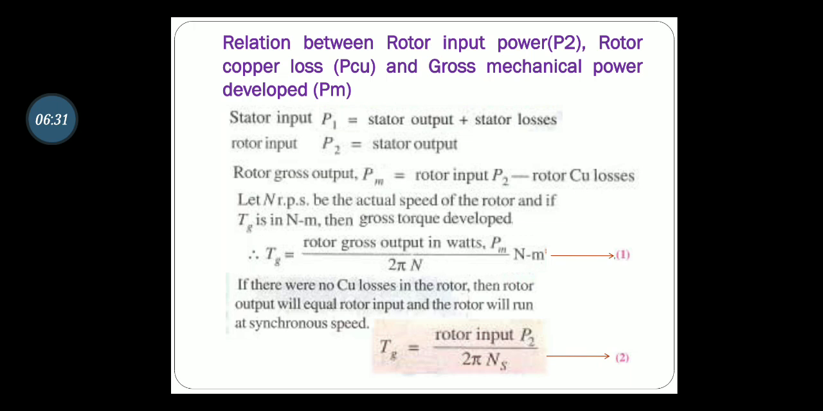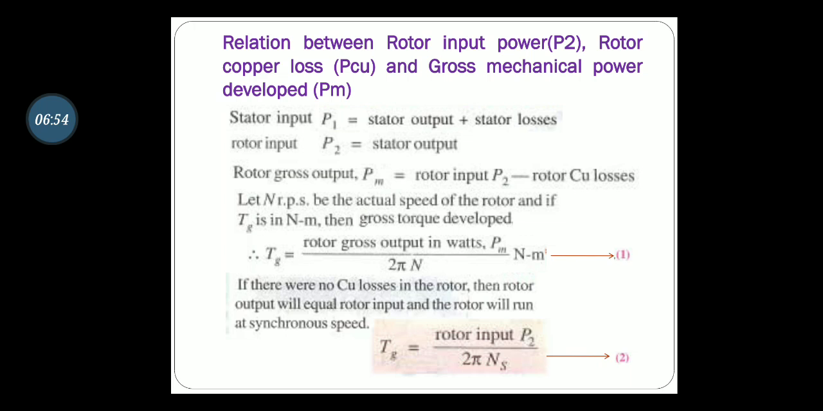This is a very important bit in the performance of a three-phase induction motor. Most of the numericals will be asked in this bit only. So we must know the relation between rotor input power, that is P2, rotor copper loss PCU, and gross mechanical power developed PM.